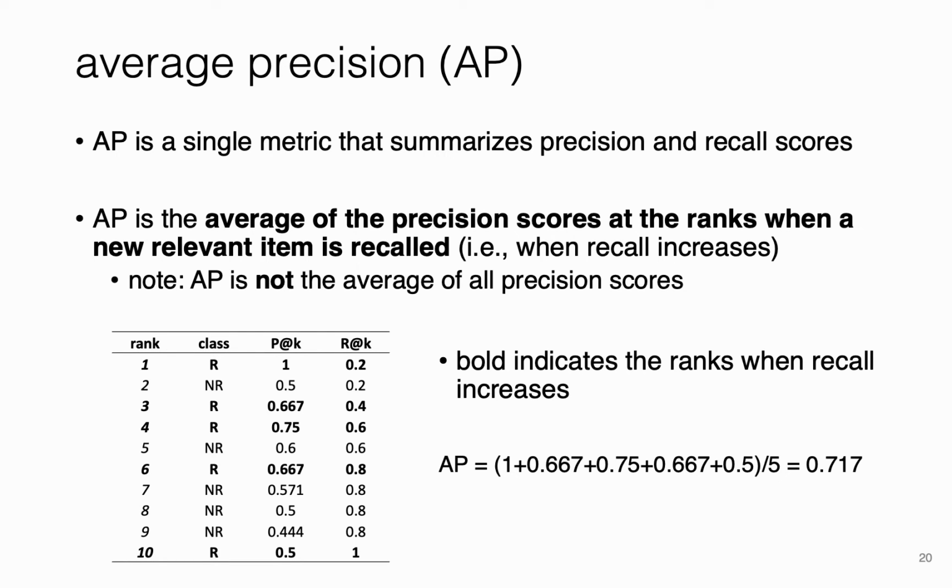If we look at this table, we do not take the average of the precision at k column. Instead, we look at the bold lines where recall increases and take their average. There are 5 such ranks, and the average precision is 0.717.